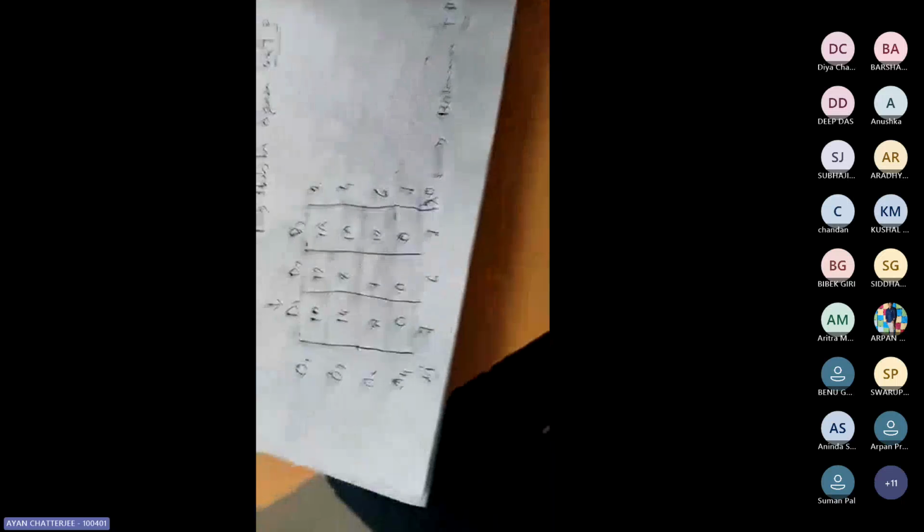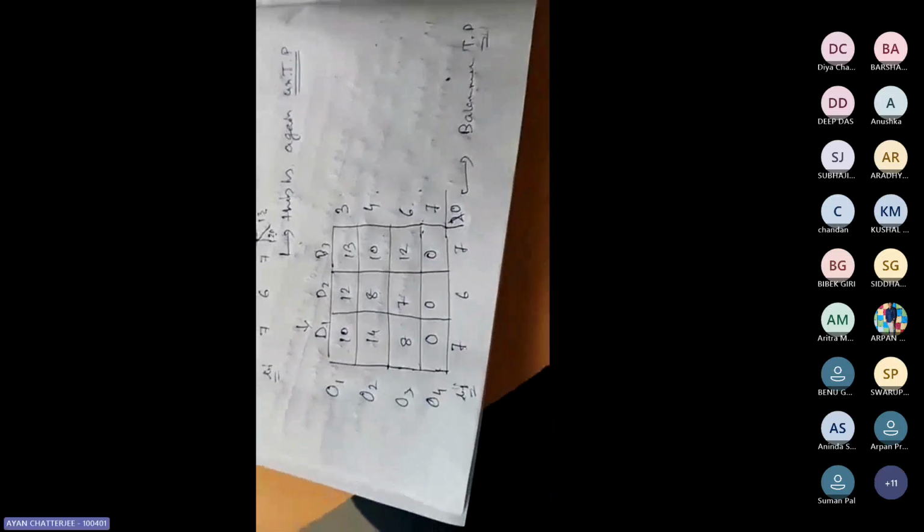Now I don't know if it is clear to you or not, the solution of the balanced transportation problem, but let me show you the solution of one of them, right? If you look here, look at this problem which I have converted to a balanced transportation problem, right?